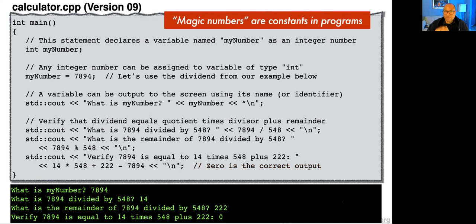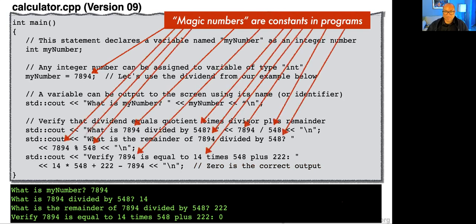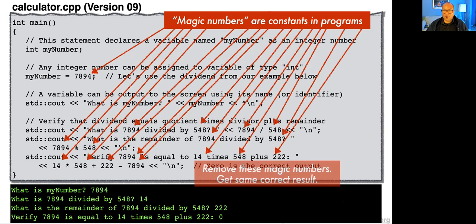Now we should note that we've established that we can do this with our variables, but one major point of the variables is to get rid of a bunch of these magic numbers. We have magic numbers all over the place. These are constants that are just hard coded in the program and don't allow us to take advantage of variables. Now that we know we can use variables in this way, our job is to try to remove these magic numbers and get the same correct result that we see down here.